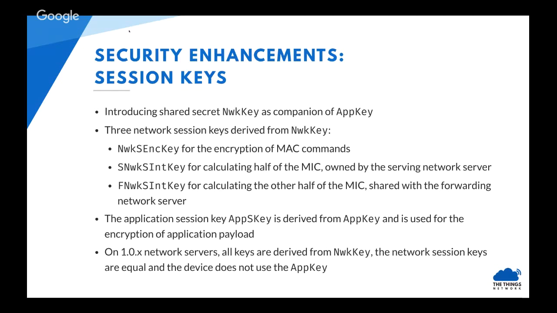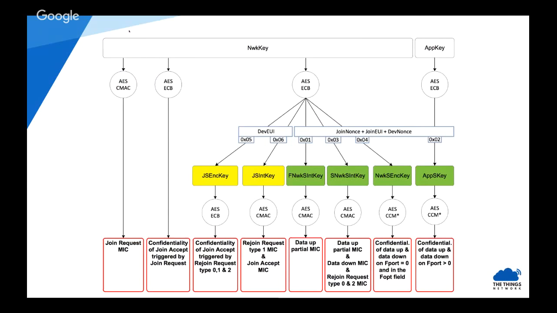So the key derivation is a bit more complex than it was, and the LoRaWAN specification contains a very nice overview of how the key derivation works and which root key is being used for which session key, and also what the primary uses are for these session keys. I think this is very good to understand the security model of LoRaWAN 1.1.